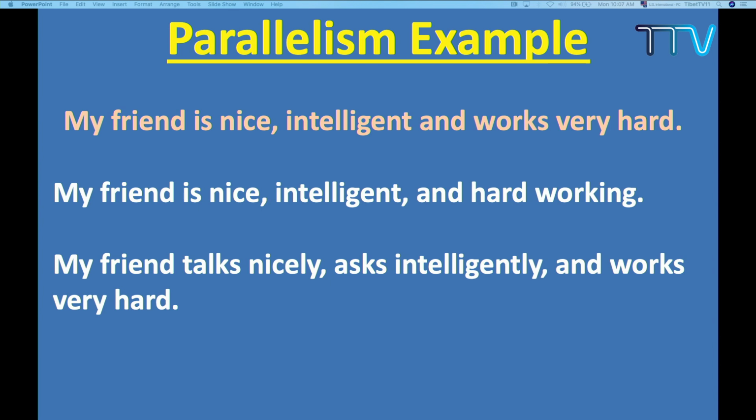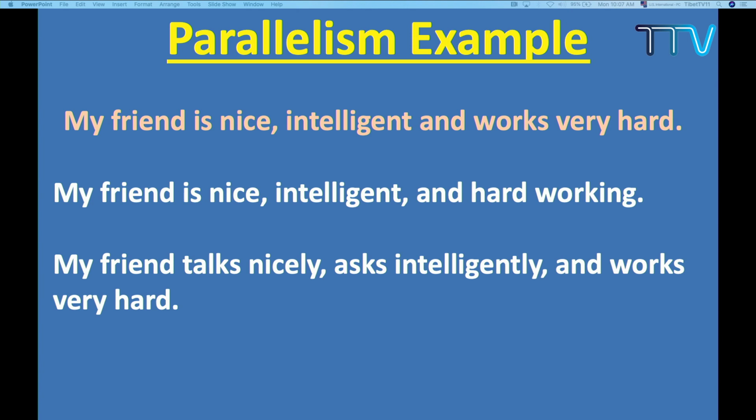If I am talking about the adjective, you have to write all the adjectives. If I am talking about verbs, you have to write verbs. You should not mix up. So that means the form changes. Now how should that sentence look? If I am a teacher and you come up with such a sentence, how do I change it? My friend is nice, intelligent, and instead of "works very hard," I will try to find the adjective: my friend is nice, intelligent, and hardworking.